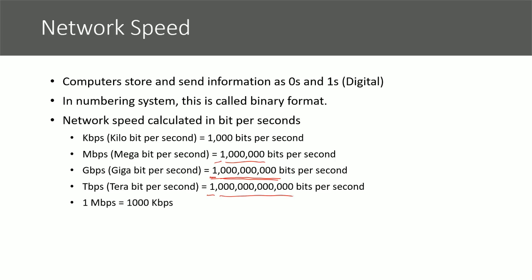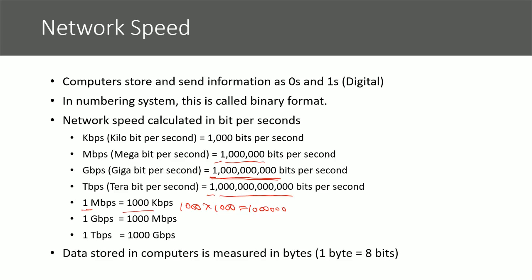And as you can see from this table, 1 megabit per second is 1000 kilobits per second, which means 1000 times 1000 equals 1 million. In the same way, 1 gigabit per second is 1000 megabits per second. 1 terabit per second is 1000 gigabits per second.